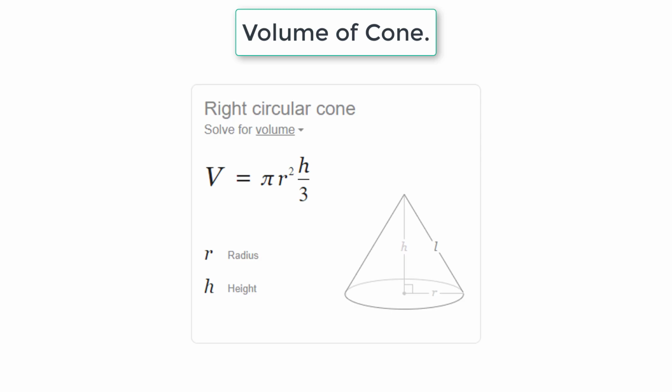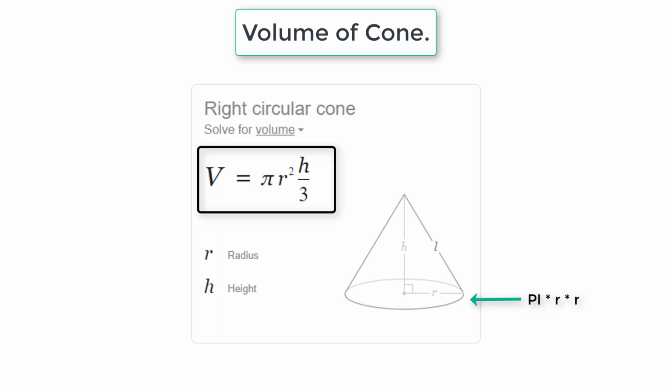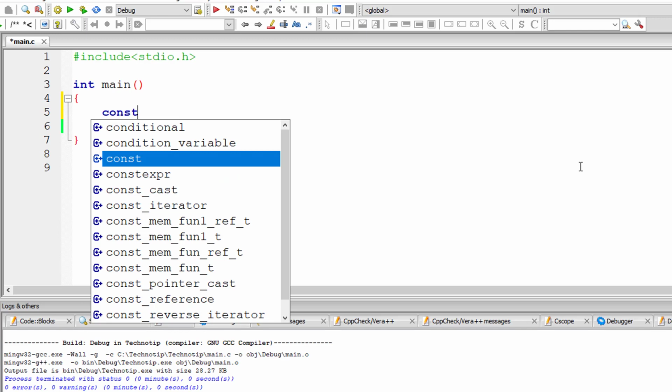So cone has a circle at the base which has area pi r square. That is, area of circle is pi r square. So volume of cone is pi r square h divided by 3. So using this formula, let's write C program to calculate volume of the cone.